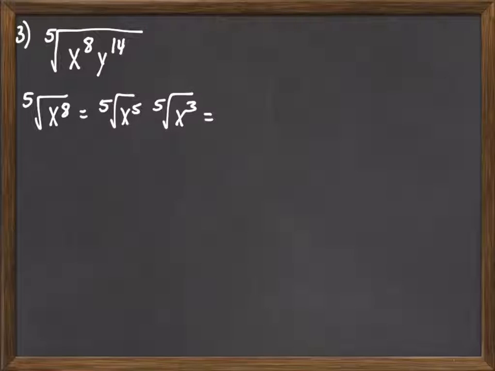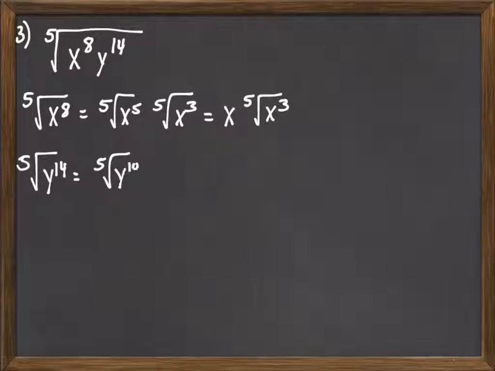For x to the fifth, we divide. 5 into 5 goes once. So we get x, and then we have the fifth root of x cubed left over. Okay, and lastly we move to the y to the 14th. 5 won't go into 14 evenly, so we want to rewrite that. We rewrite that as the fifth root of y to the 10th, 10 being the biggest power up to 14 that 5 can go into. And then we'd have 4 left over.